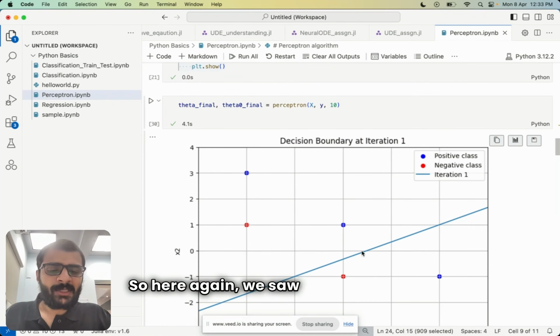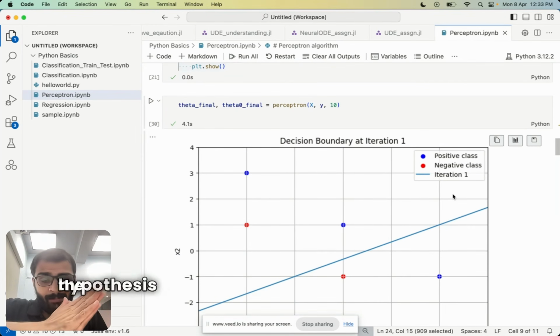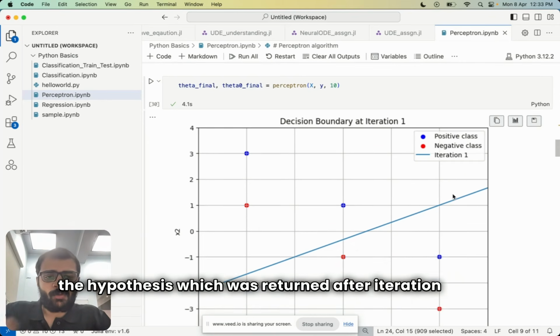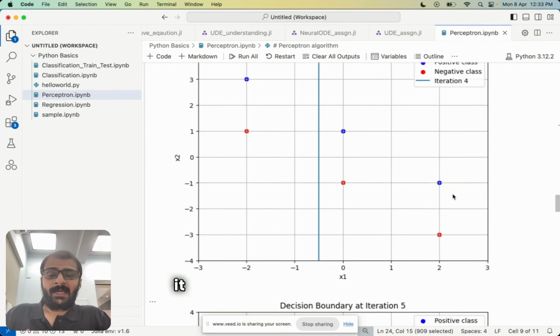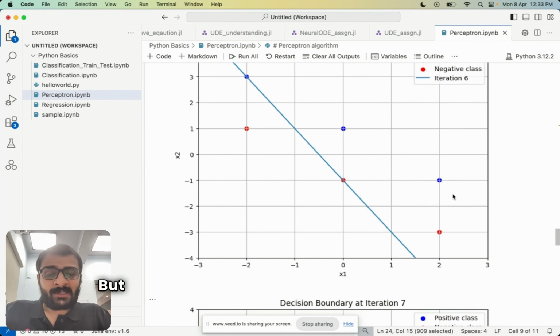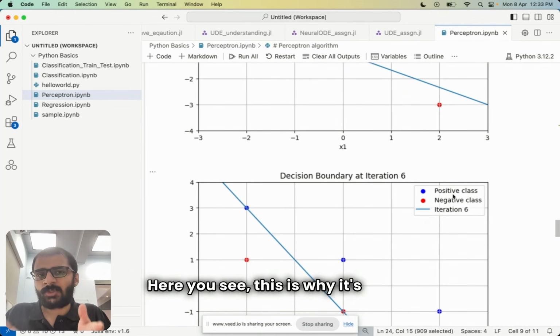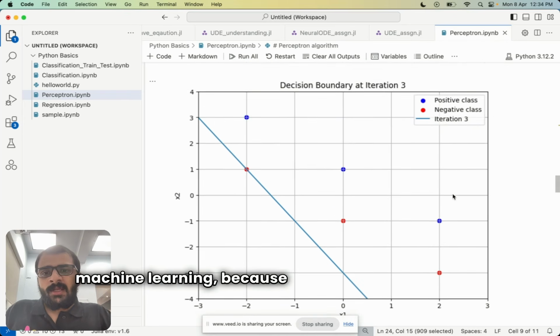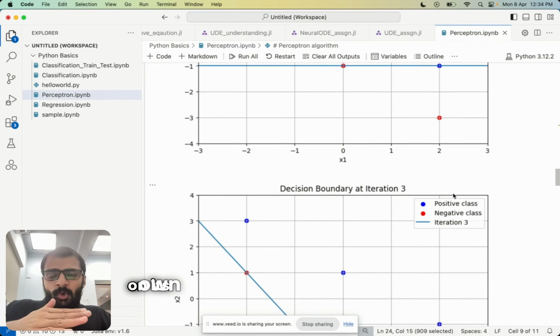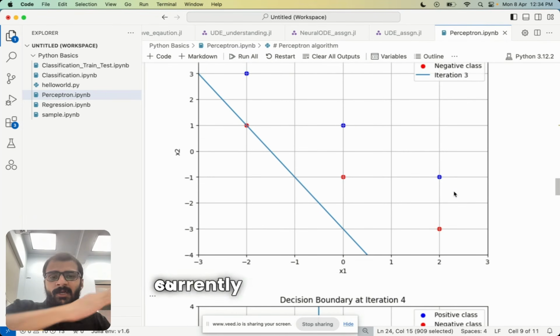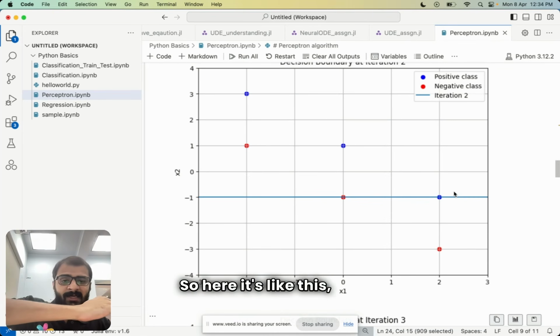So here again we saw that initially the hypothesis which was returned after iteration 1, 2, 3, 4, 5, 6 is making errors. But slowly the algorithm is learning on its own. Here you see, this is why it's called machine learning, because the computer program is learning on its own what the correct classifier is. So currently it makes a mistake. So here it's like this, right? It's making a mistake.